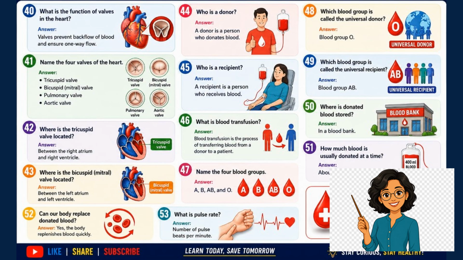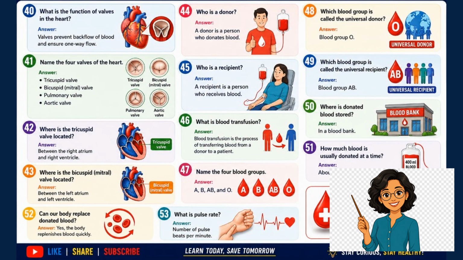Question 43. Where is the bicuspid, mitral valve located? The answer is between the left atrium and the left ventricle. Question 44. Who is a donor? The answer is a person who donates blood. Question 45. Who is a recipient? The answer is a person who receives blood.